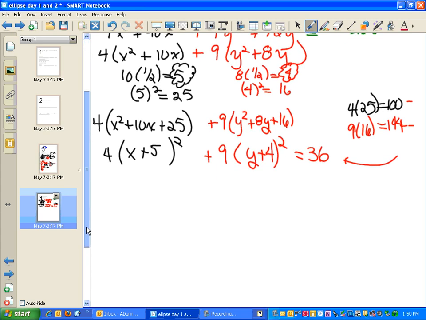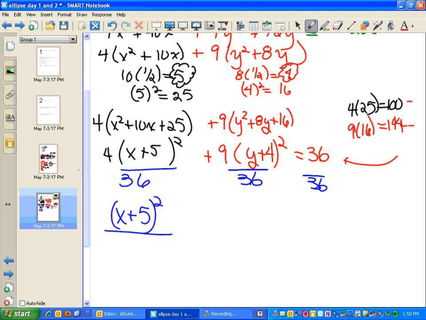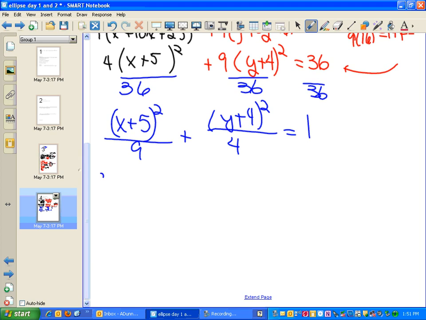Now again, do I have a circle or an ellipse? What does an ellipse have to be set equal to? What do I do? Divide everything by 36. Right, so then I'm left with x plus 5 quantity squared over what? And y plus 4 quantity squared over something equals 1. Now we have a problem like the ones we've been doing, right? Our first two problems were like this. So, what is my center?